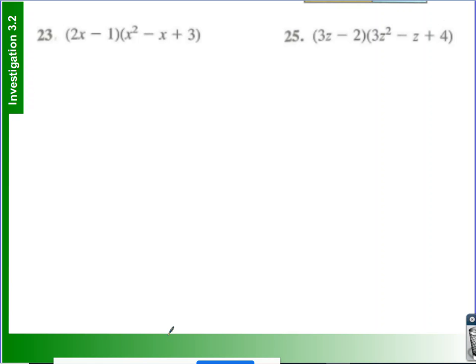Okay, so first I multiplied 2x by x to the second to get 2x to the third.